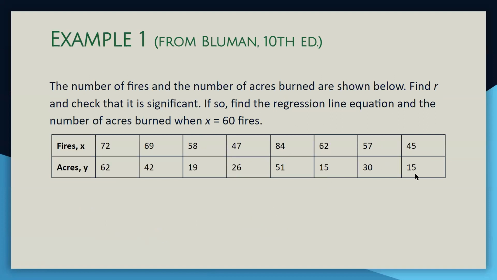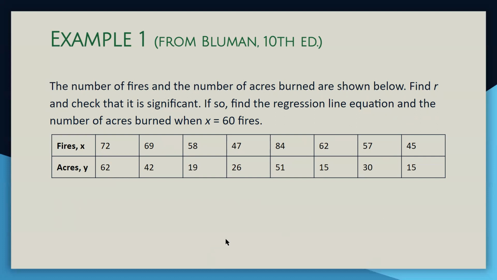So let's do some examples so that you can see how this works. And we're going to do this process really quick from start to finish. Example 1 says the number of fires and the number of acres burned are shown below. Find R and check that it is significant. If so, find the regression line equation and the number of acres burned when X equals 60 fires. So we see here we have number of fires X, acres Y.